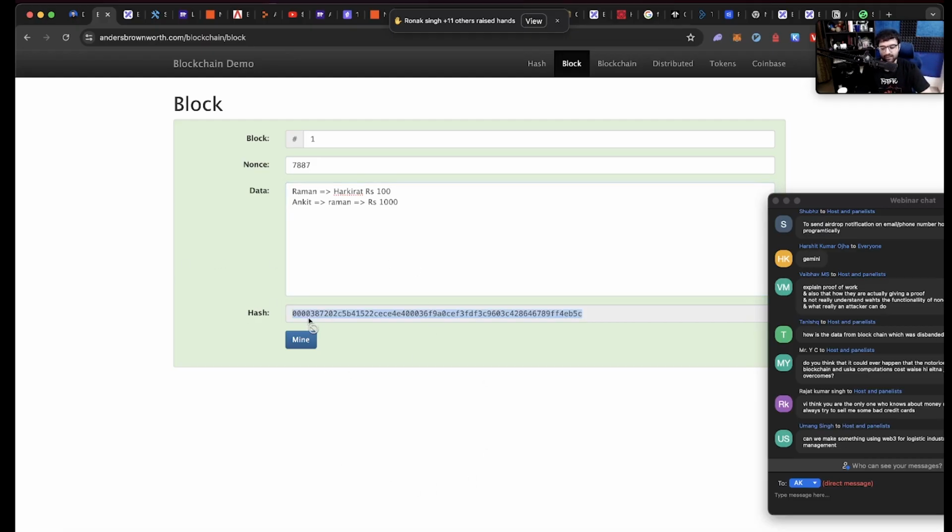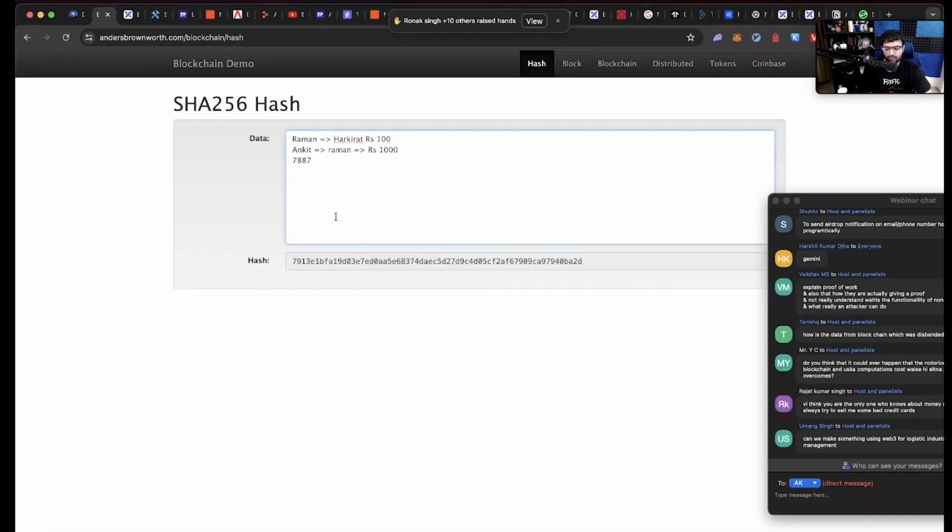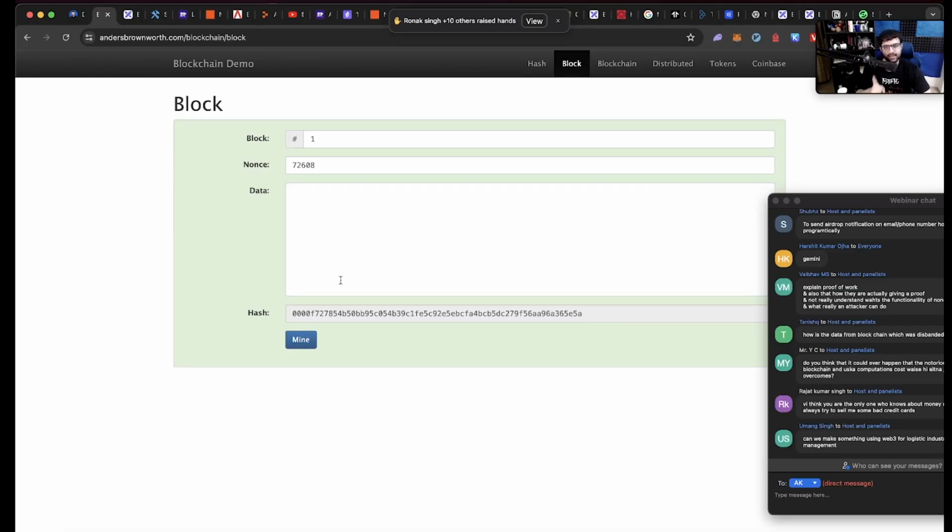Once you have found it and you broadcast it to other people, they can verify it immediately. It won't take too much time for them to verify it, because what do they have to do? They will have to take this and 7887 and then go to a website like this, let's say hypothetically, and find the hash. It does start with 4 zeros indeed, which is why this miner is indeed correct and he has done the work. So we will put his block in our blockchain.